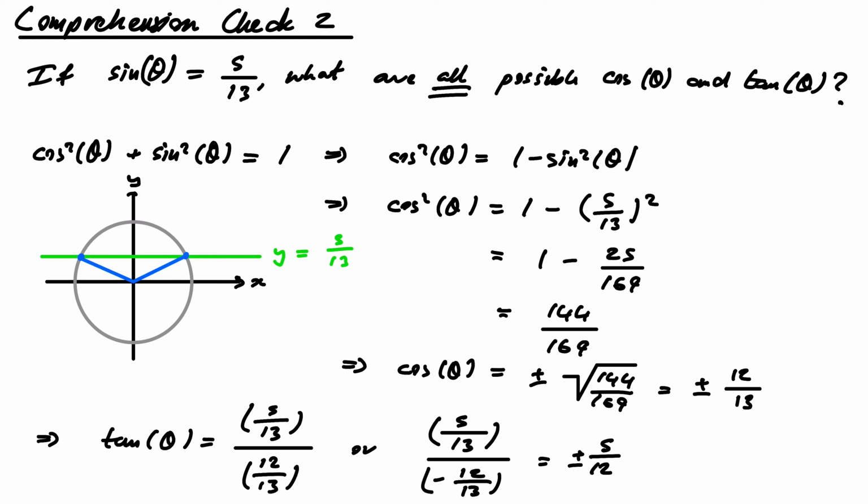Neat. So it's very careful. We know that there are two possible values of cos because of the unit circle, and they're being picked up by the algebra when we do this square root business, because it could be plus or minus.